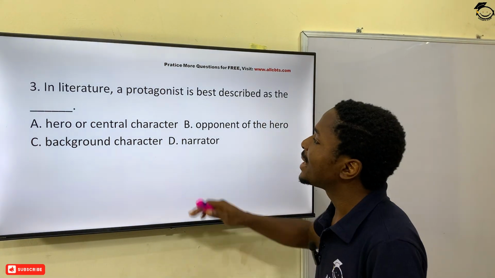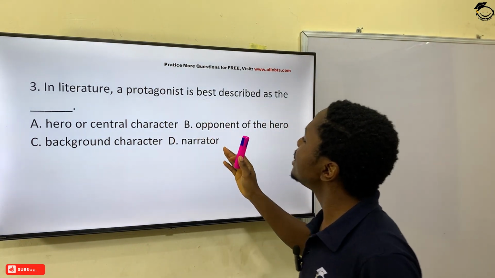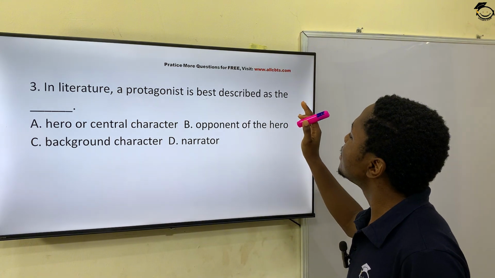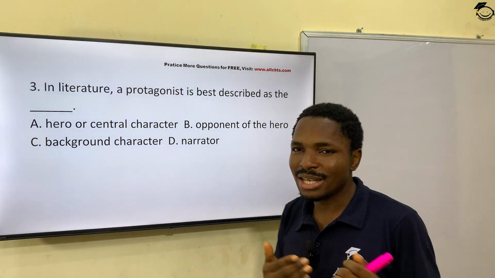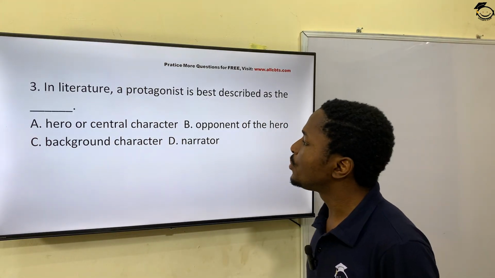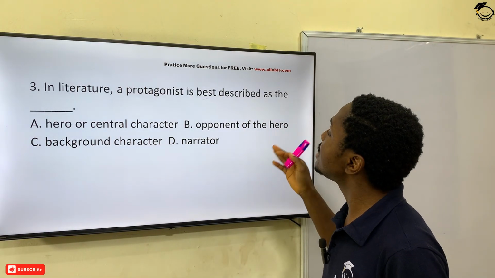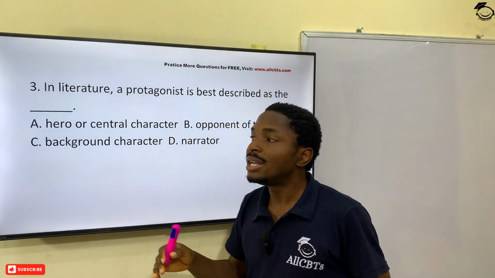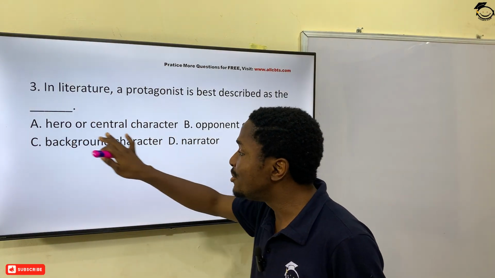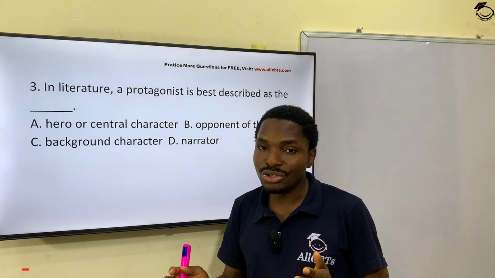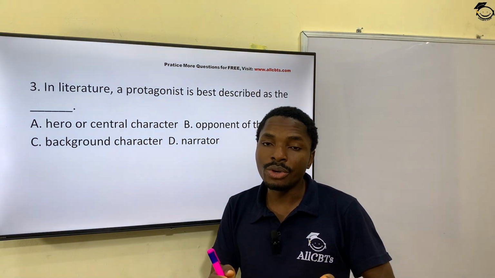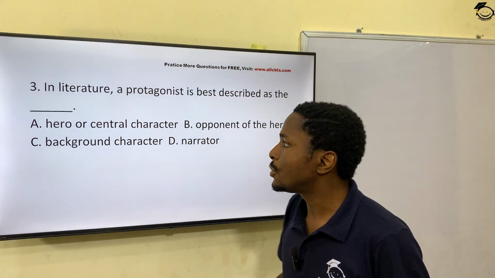Question 3. In literature, a protagonist is best described as the dash. I already said a little of it in question 2. So in literature, a protagonist is best described as the dash. The protagonist is the hero or the central character, the main character in literature, the main hero in the literature.